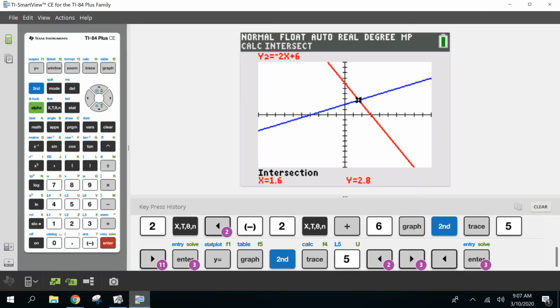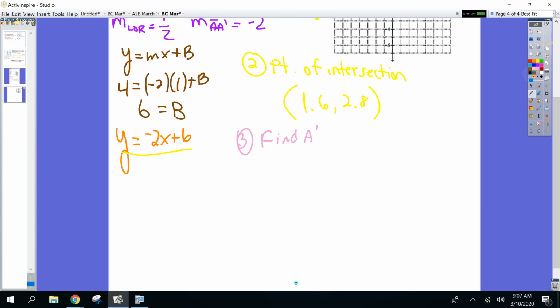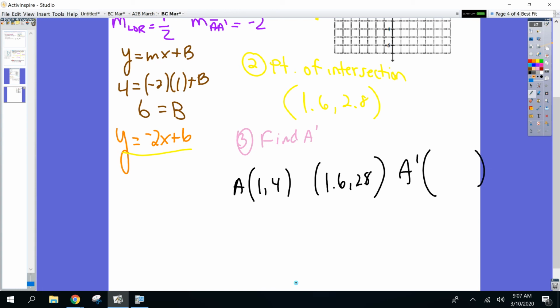Which was 1.6 and 2.8. That's where they intersect. That's not only the point of intersection, that's the midpoint of AA prime. Let's finish this thing now. Let's find A prime. You guys told me at the beginning of this you had enough geometry to know to do this. So point A was what? 1, 4. The midpoint was 1.6, 2.8. Time to find A prime.